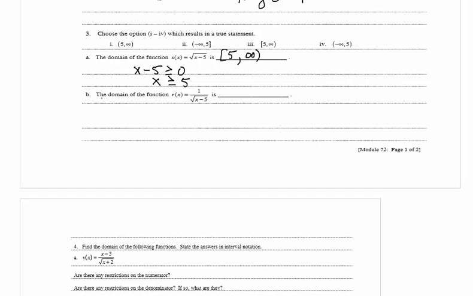In B, we have the domain of the function r of x is equal to 1 over the square root of x minus 5 is, so because the square root of x minus 5 is in the denominator, we cannot include when the inequality is equal to 0. So we're going to have x minus 5 is strictly greater than 0. And then if we add 5 to both sides, we get x is greater than 5. So we're going to have number 1, or 5 to infinity.